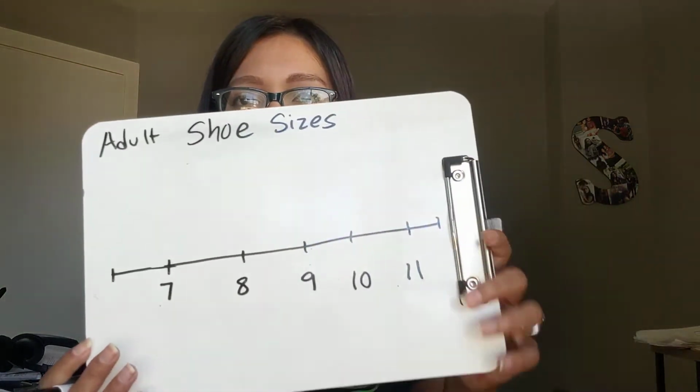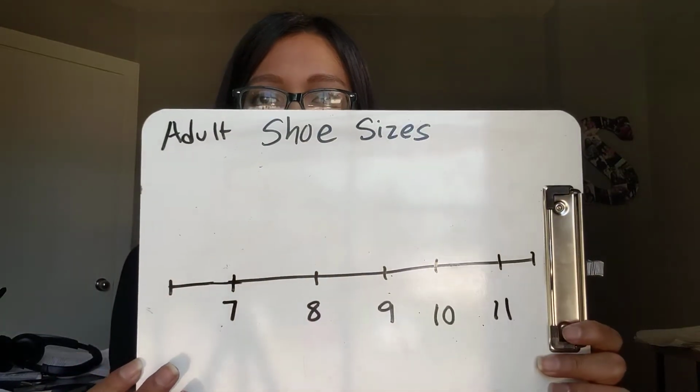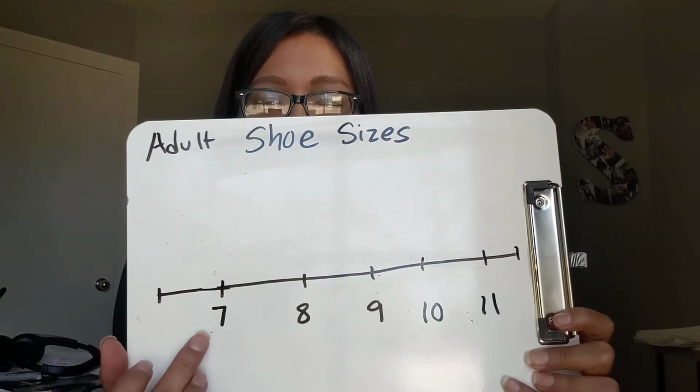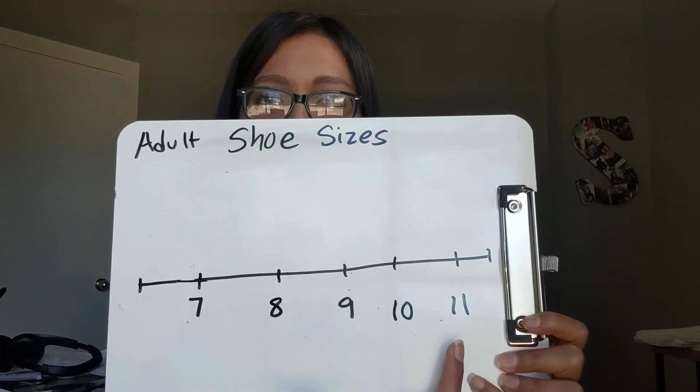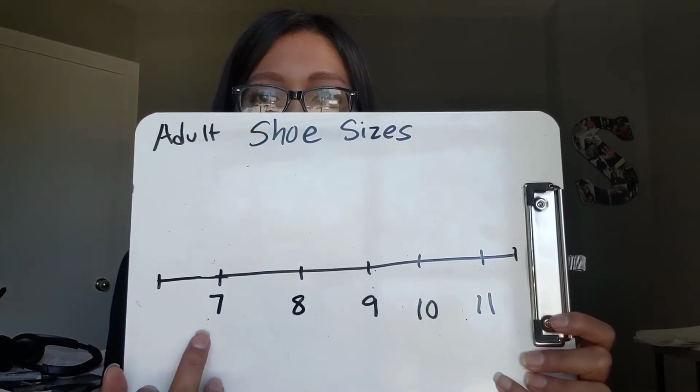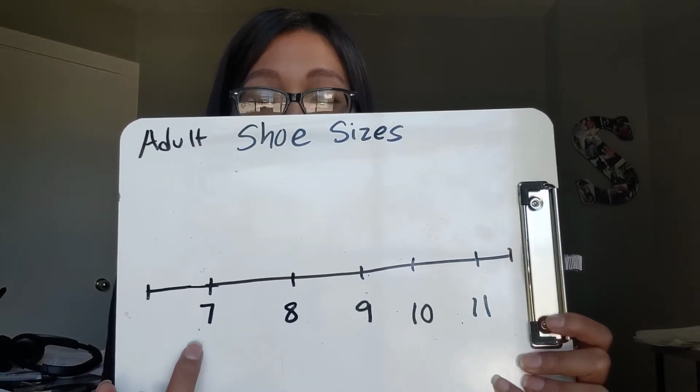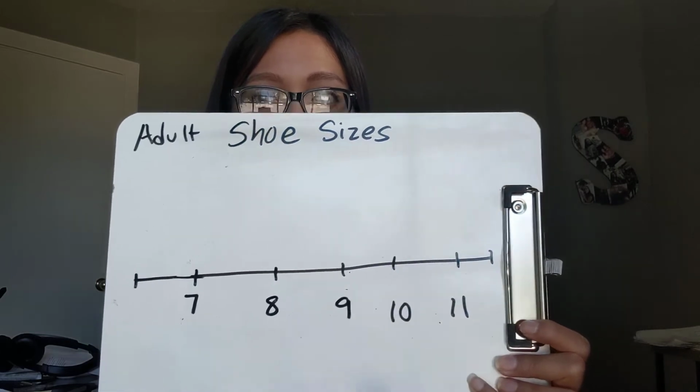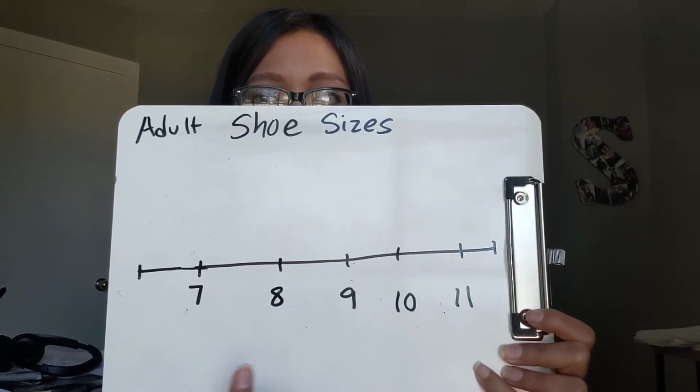So let me show you an example of a dot plot that I'm creating right now that has to do with shoe sizes, because in my family we have all different sizes of shoes. We don't all have the same size feet. So here I've created a dot plot of adult shoe sizes, and I started at 7 and I went all the way up to 11 because the lowest shoe size that's in my adult family is 7 and the greatest is 11, so that's where I started.